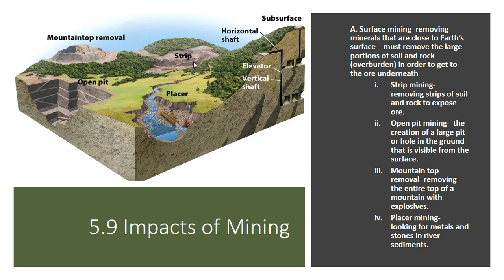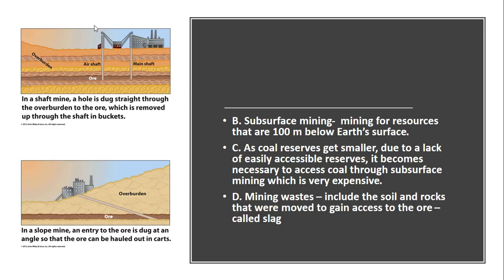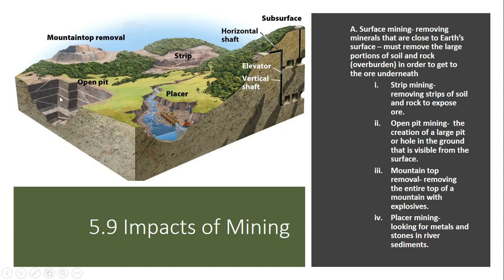Now, the other types of surface mining are open pit, mountaintop removal, and placer mining. Open pit mining, you can see that here. This is the creation of a very large pit or hole in the ground. Oftentimes, we mine for copper using open pit mining. They can go as far down as 100 meters deep, which equates to about 328 feet or so. Looking at mountaintop removal, this is actually using explosives to remove the entire top of the mountain, and then it is hopefully put back to the best of its ability at the end.